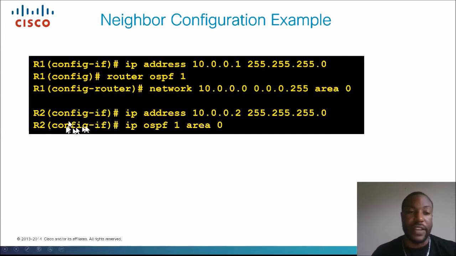Another way you could also configure neighbors is by going to the interface and doing IP OSPF, the process number, and then the area number. So these are two different ways we can configure neighbors, really. The network statement is like a catch-all, and this is explicitly saying which interfaces are going to participate in OSPF.